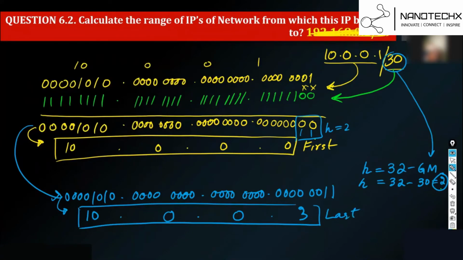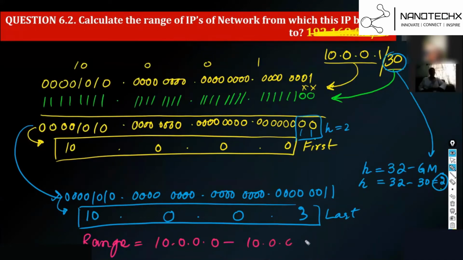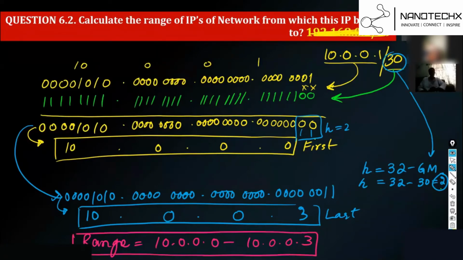Now what is our range? Again, the range is from the first IP 10.0.0.0 up to the last IP 10.0.0.3. So how many IP addresses is it giving us, guys? How many IP addresses? 4, yes, and 2 are usable out of that.